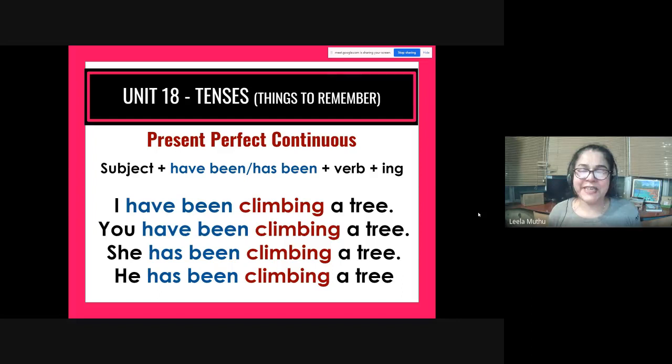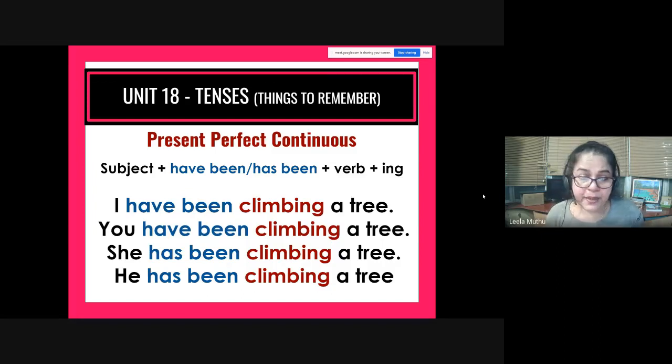Present perfect continuous. So continuous, you immediately know ing is involved here. So subject plus have been or has been plus the verb plus ing, the ing form of the verb. So now I have been climbing a tree, you have been climbing a tree, he, she, or it has been climbing a tree. Then we have been climbing a tree, you all have been climbing a tree, and they have been climbing a tree.